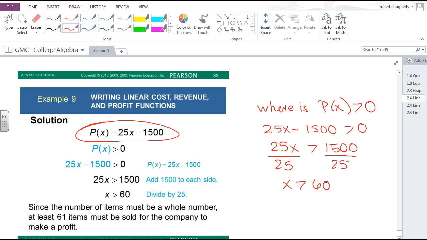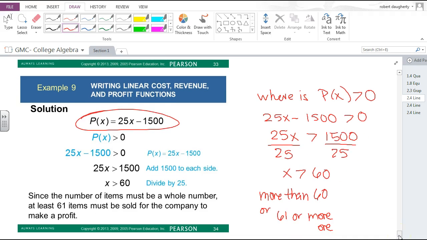So it tells me that if I make 60 items, I break even. So I've got to make 61 to make a profit. So you can either say it this way, more than 60, or you can say 61 or more. Those are the number of items you must make in order to make a profit in this particular model. Okay, that should be it for 2.4.